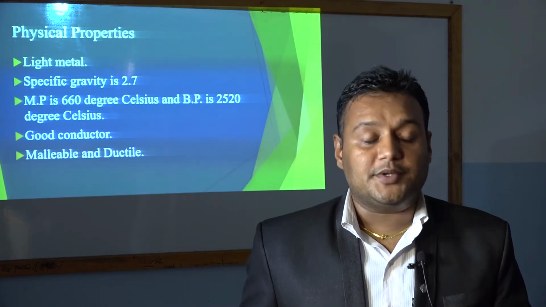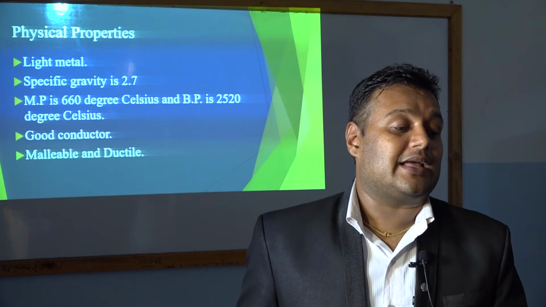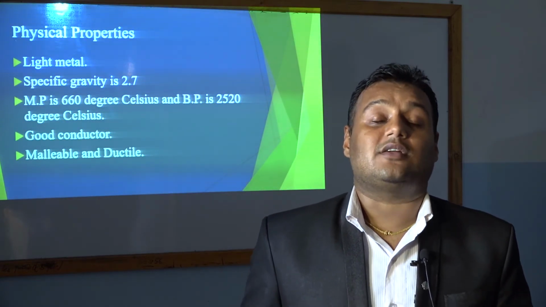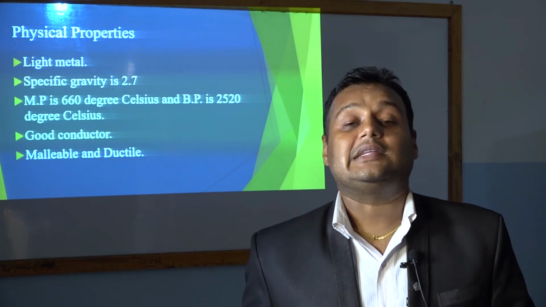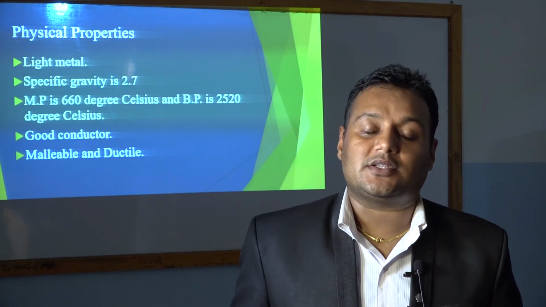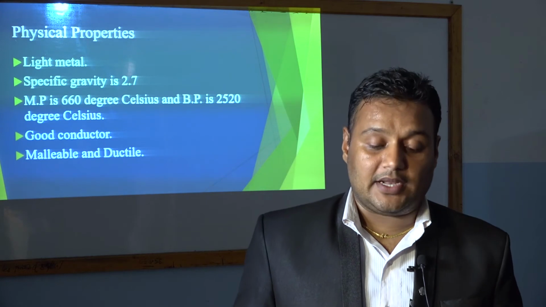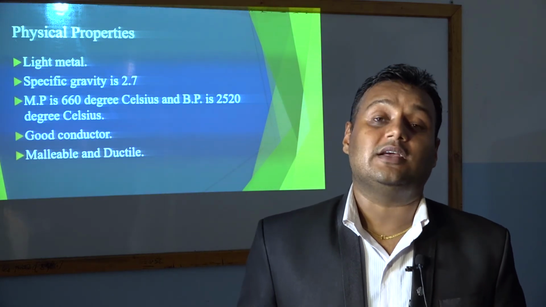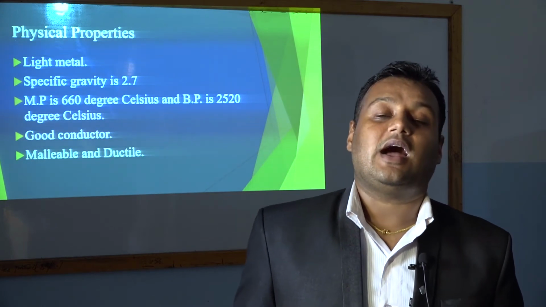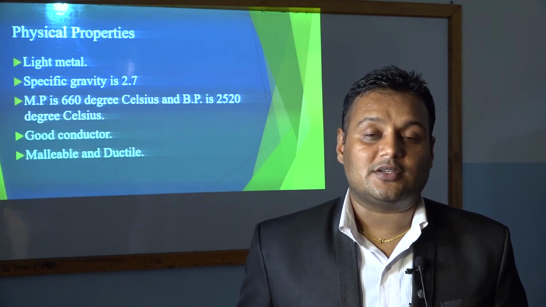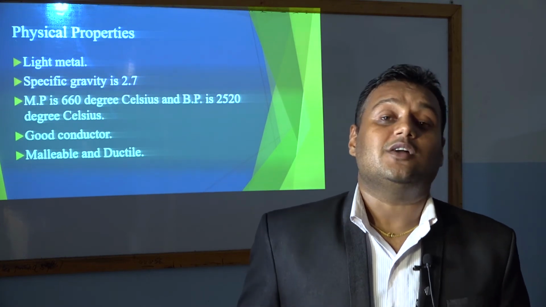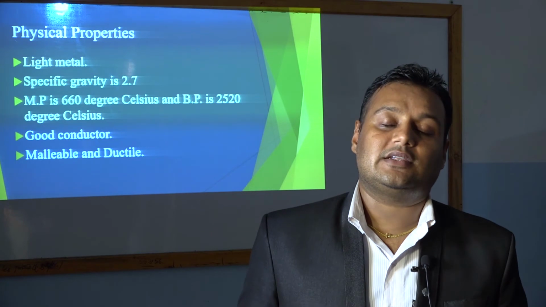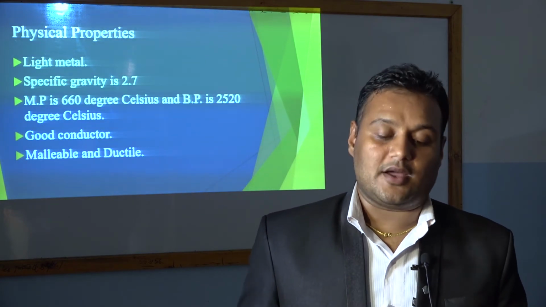Aluminium melts when the temperature rises from room temperature to 660 degrees. After reaching 660 degrees, the aluminium starts melting. And at 2520 degrees, higher than the boiling point of iron, aluminium starts boiling.